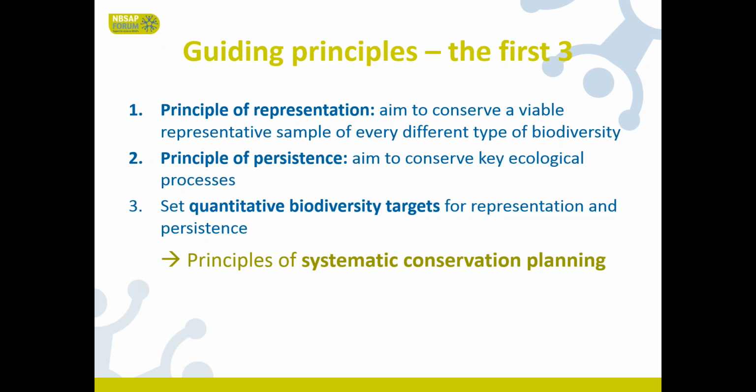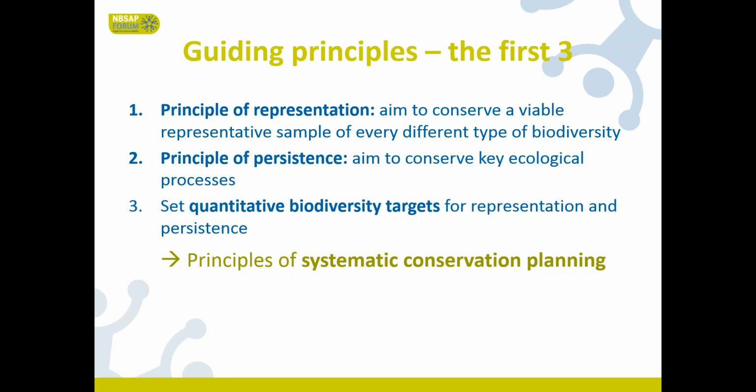the principle of representation. We know that historically, in many countries, there's often been a bias towards conserving some species, often charismatic species, and towards placing protected areas in places where we happen to have few competing land uses, so it's relatively easy to establish a protected area. And what that means is that only certain species and certain ecosystem types end up being protected. This principle of representation is about ensuring that a viable sample of every species and every ecosystem type is protected or at least managed for conservation in some way.